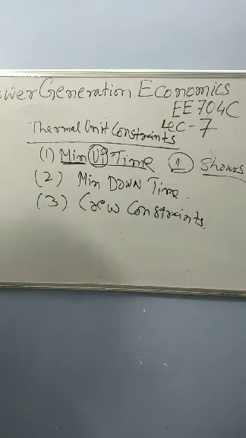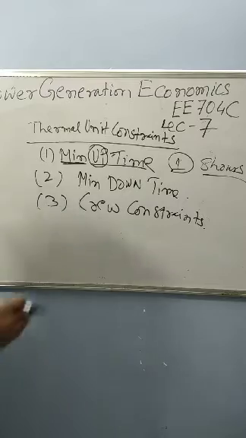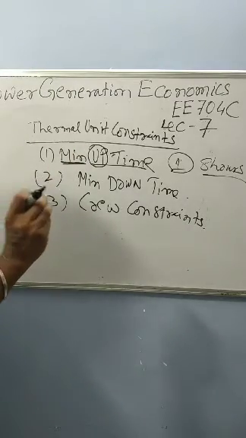Good morning, students. Again, we are back to our course Power Generation Economics E704C, and this is our lecture number 7. We were discussing the thermal unit constraints, that is minimum uptime, minimum downtime, and crew constraints. We have discussed the minimum uptime.